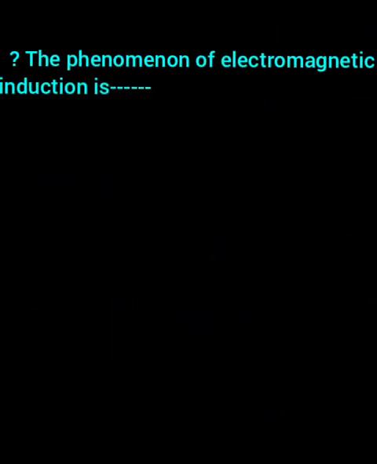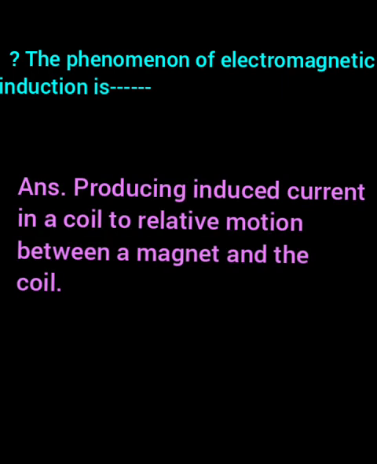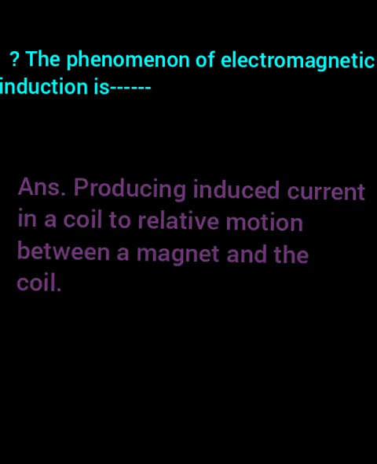Question next. The phenomenon of electromagnetic induction is. So the question is: the phenomenon of electromagnetic induction is producing induced current in a coil due to relative motion between. The correct answer will be a magnet and the coil.